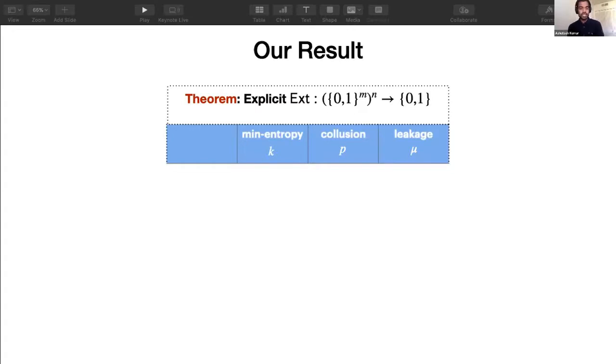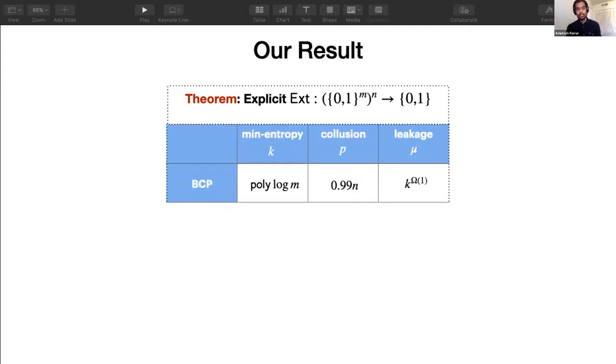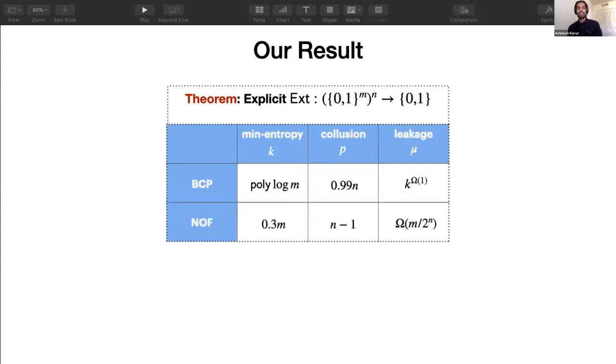So for the case of BCP leakage, where like 99% of the parties, the sources, are colluding in each round, our extractor is quite good in terms of min entropy, and we only need each of the sources to have polylogarithmic min entropy. At the very other extreme, you want to push the collusion as high as possible, like NOF leakage. Say there are 5 sources and 4 sources are leaking in each round. Then the min entropy requirement that we need is like 0.3 m.